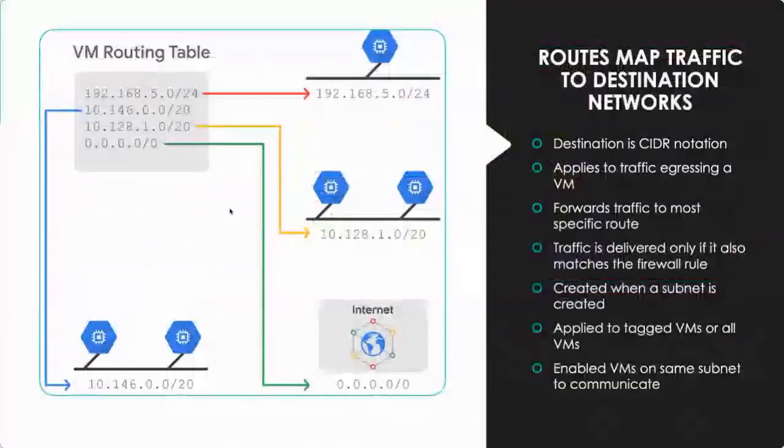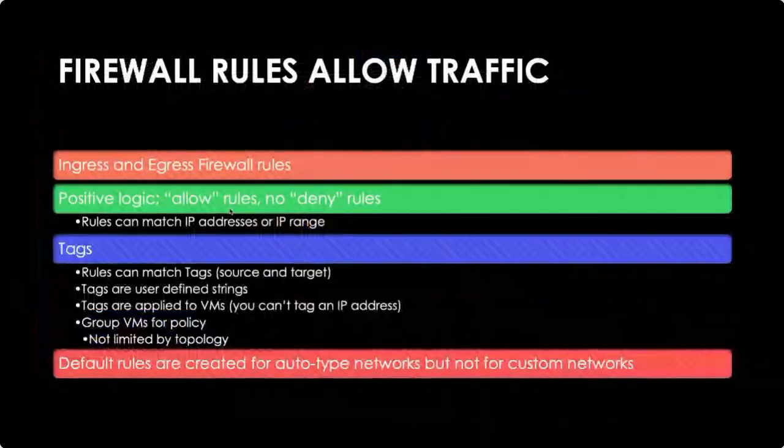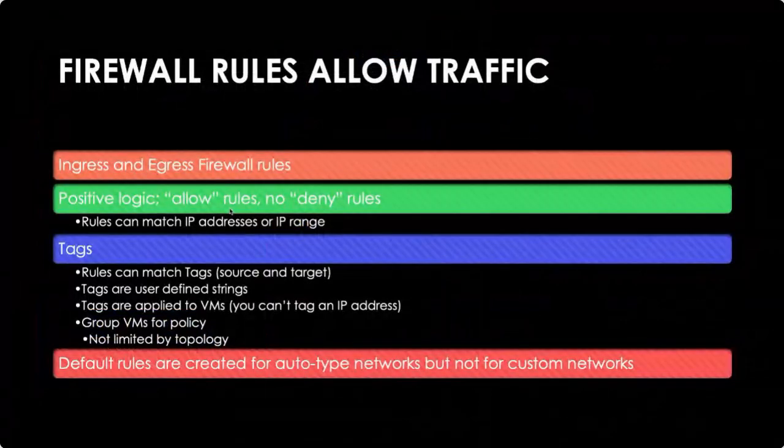Right. So next we'll talk about firewall rules. Now, I think you should have a basic idea of what firewall rules are, right? With firewall rules, you basically allow traffic coming into your network or exiting your network. You can either allow that traffic or deny that traffic, right?